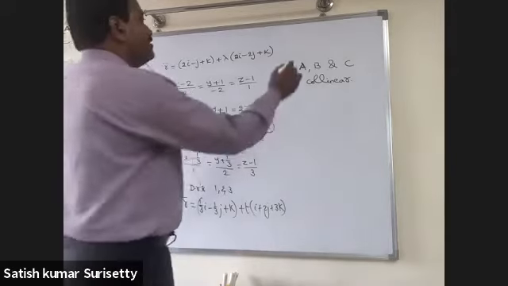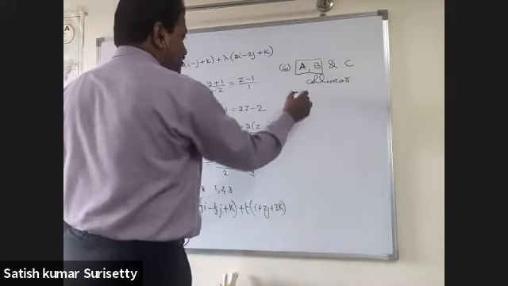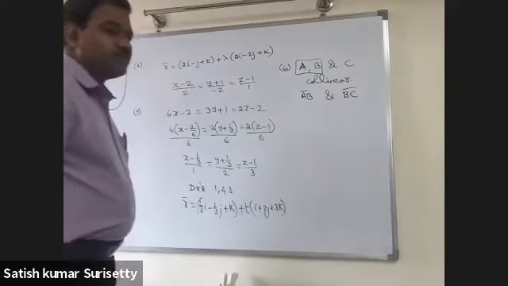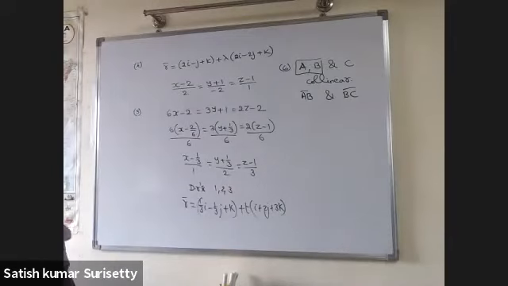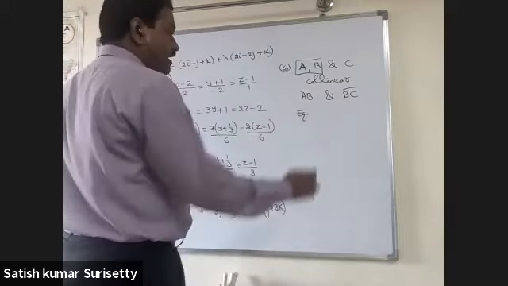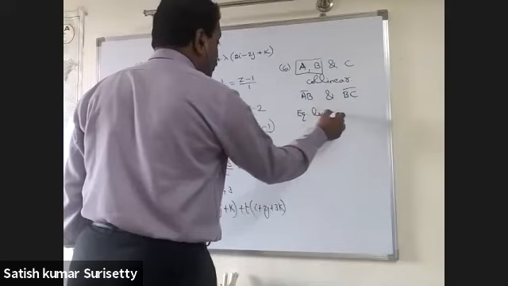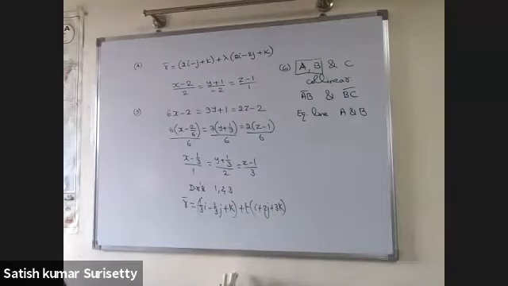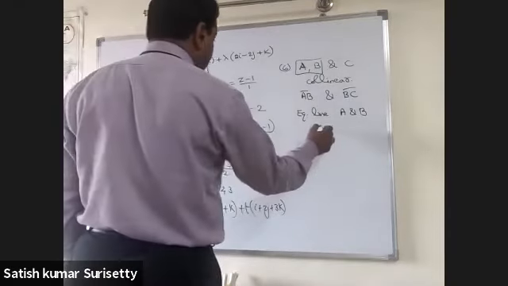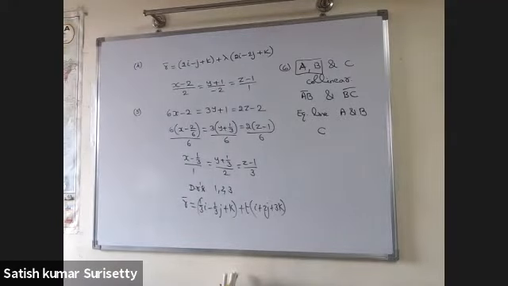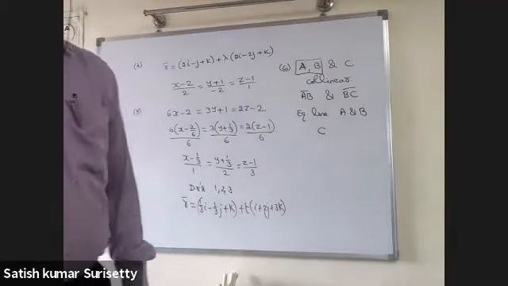One method is to calculate the direction ratios of AB bar and BC bar and show that they are in proportion, or AB bar and AC bar also. Or another way: calculate the equation of the line passing through any 2 points and substitute the third point. If it is satisfied, then they are collinear. If it is not satisfied, then they are not collinear.